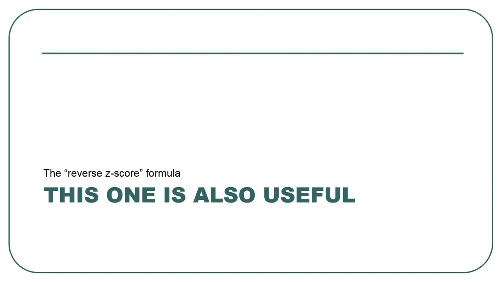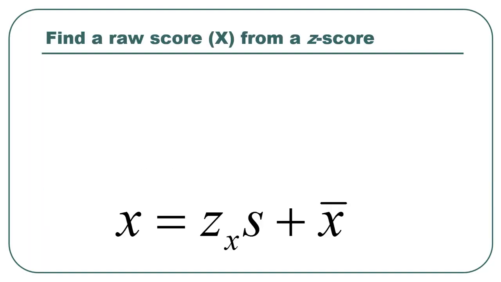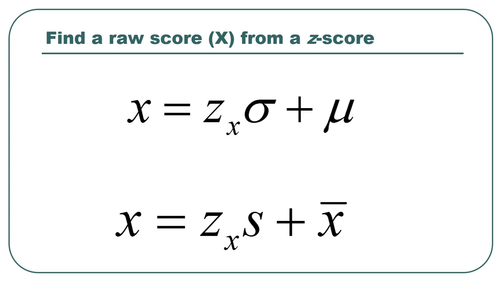So here's another formula that's useful. What if you solve that equation for x instead of for z? Well, then you get what I would call a reverse z-score equation. I just kind of have that term. It doesn't sound very scientific.